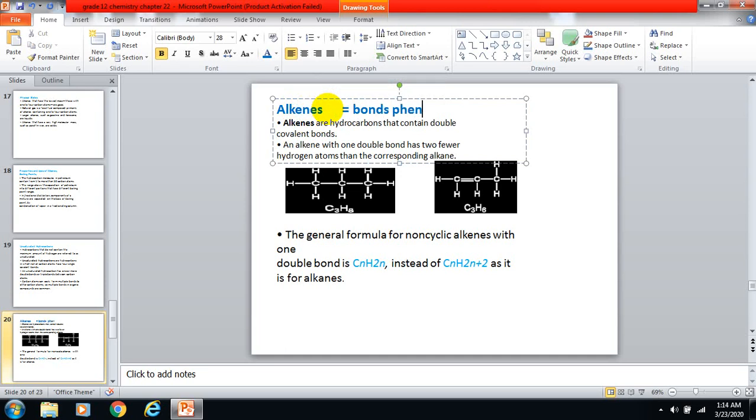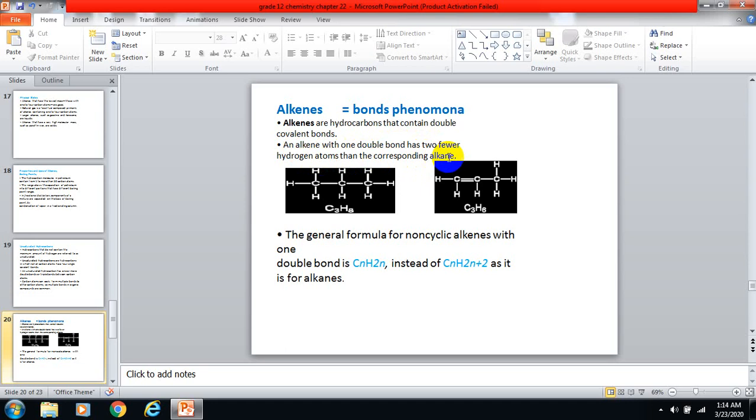Bonds phenomena. We have a double bond phenomena. Okay, alkenes, double bond phenomena. This is from my side, like this double bond. It means that alkenes usually have double bonds. Alkenes are hydrocarbons that contain double covalent bonds. An alkene with 1 double covalent bond, or 1 double bond, has 2 fewer hydrogen atoms than the corresponding alkanes.